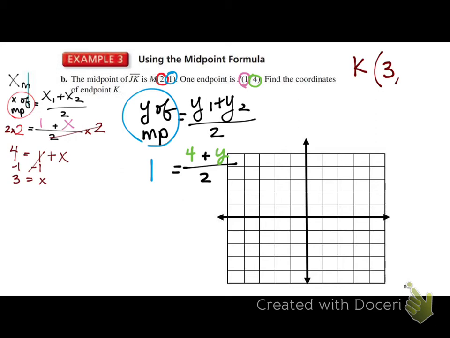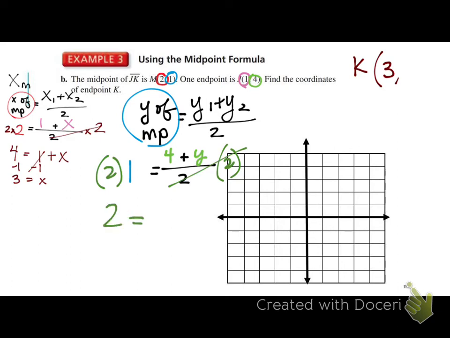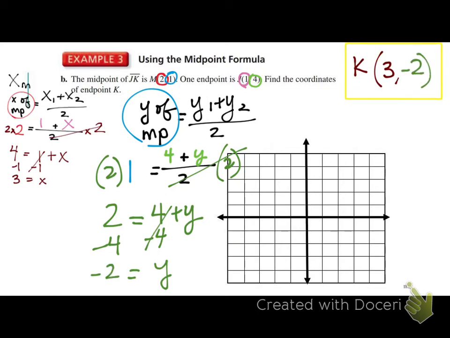So same process, same idea. I need to get rid of that division, that dividing by 2. So the opposite of dividing by 2, multiplying by 2, multiply both sides by 2. 2 times 1 is 2 equals 4 plus y. Subtract 4 and y equals negative 2. Go ahead and circle it or box it, however you want to indicate. I'm going to show you the simpler way to do it. You can do it either way.